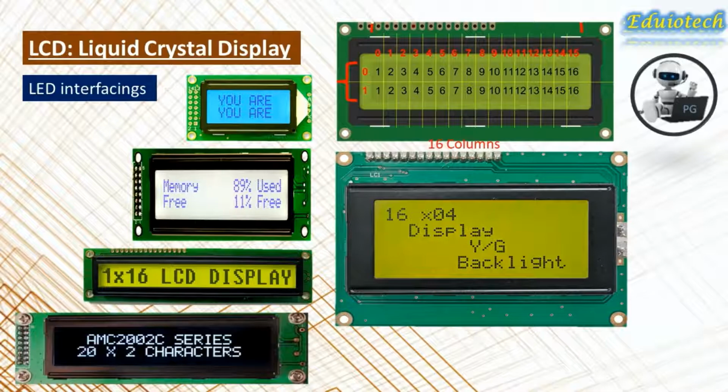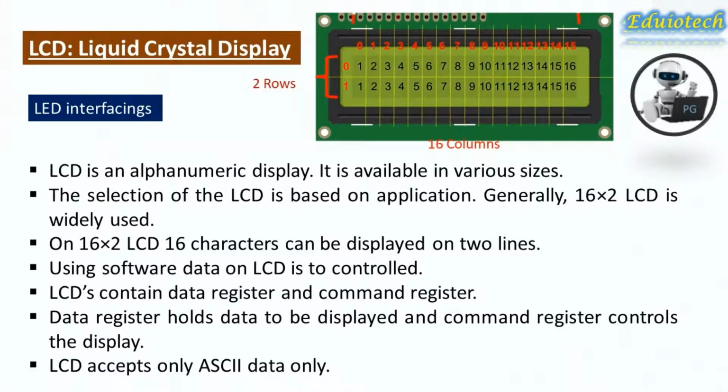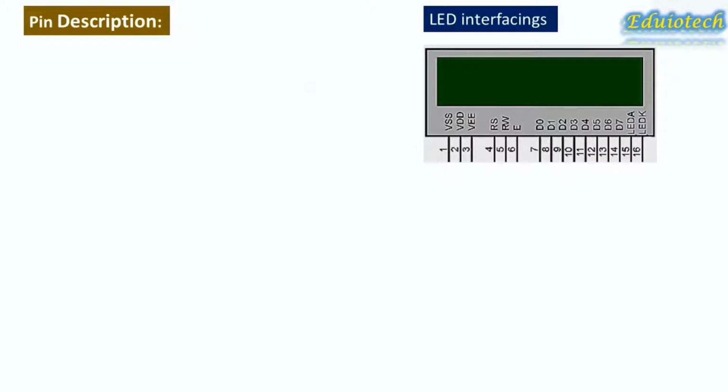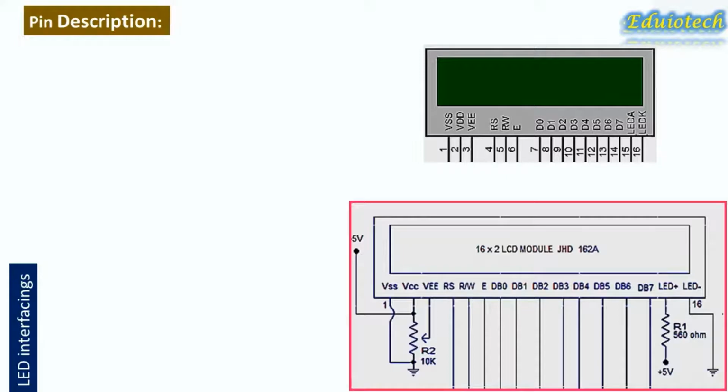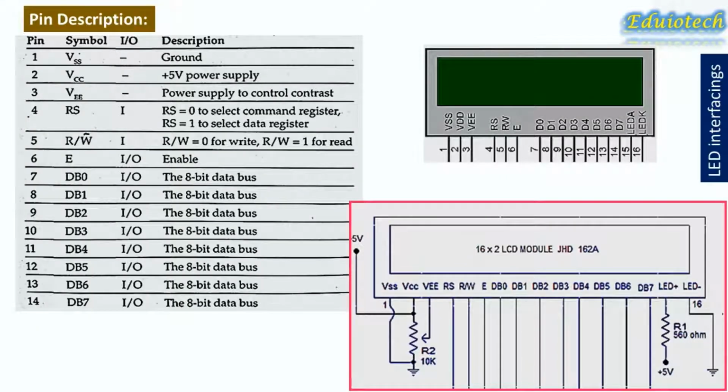Using software, data on LCD is controlled as it contains a data register and command register. Data register holds data to be displayed and command register controls the display. LCD accepts only ASCII data. There are 16 pins in the LCD module. These are the pin outs of 16x2 LCD. This is the pin configuration. Let's go through each pin in detail.